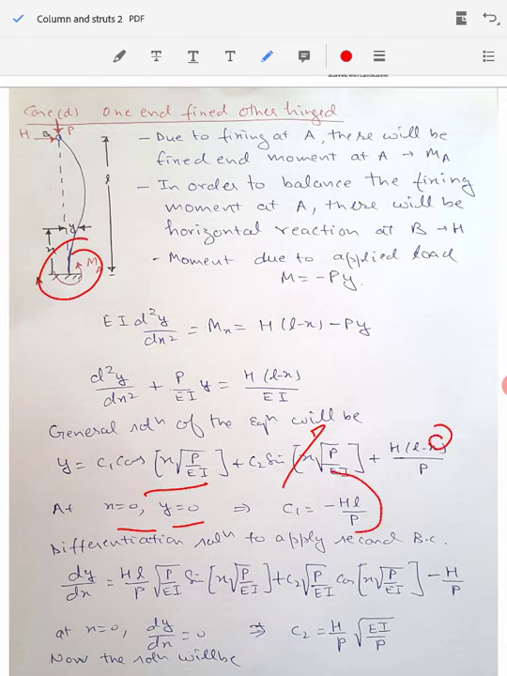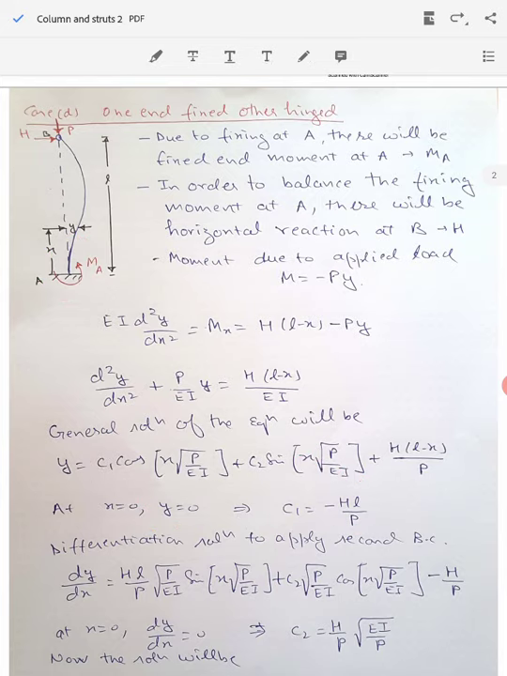So we are left with c1 equal to minus HL by p. This is the value of the first constant that we determine with the help of our first end condition. The second end condition, for the fixed end, is that the slope is 0. In order to obtain the slope, we need to differentiate this expression. So we differentiate it with respect to x.